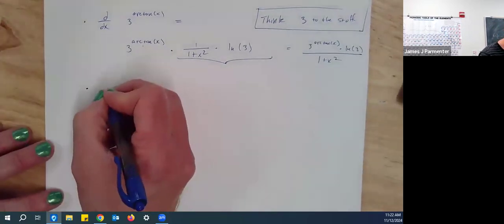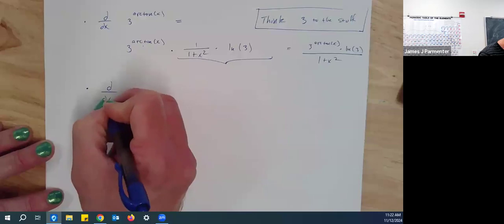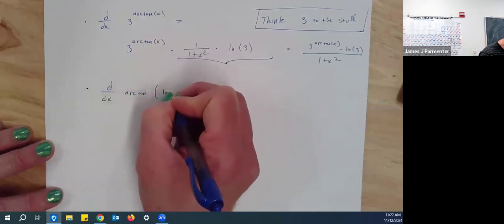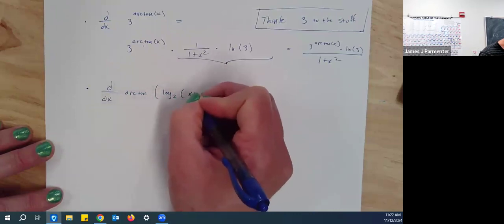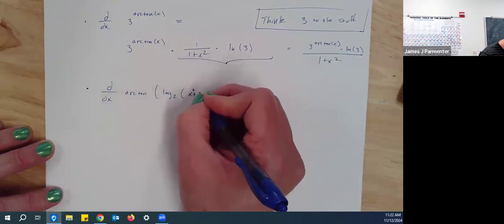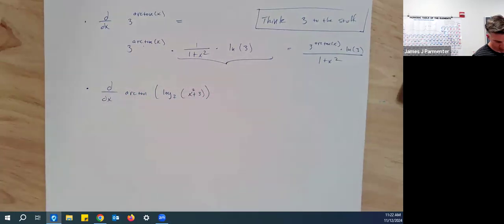Why don't you try finding this following one? Derivative of the arctangent of log base 2 of x squared plus 3. Oh, it's terrible. I don't like that at all. Chain rule and a chain rule.